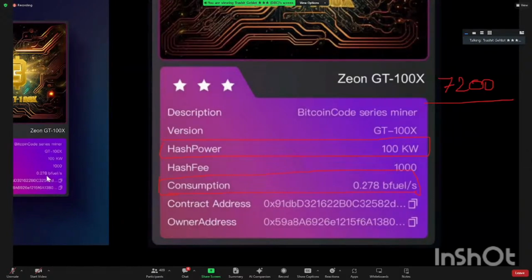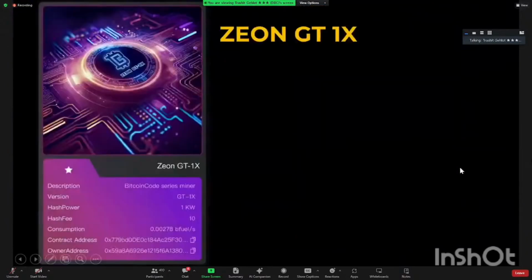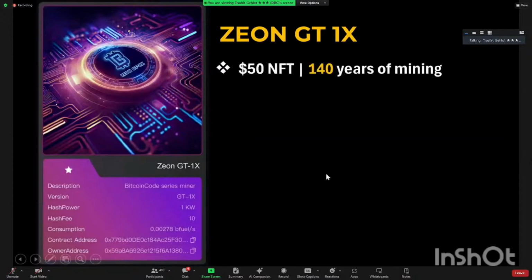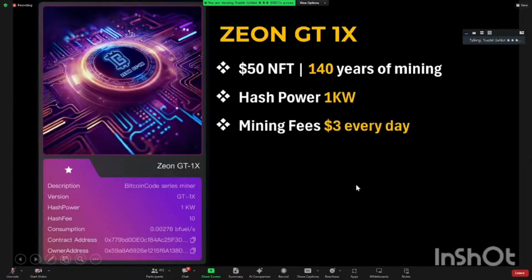So let us study this. Let me take you to the calculation. First of all, we will see this example of Xeon GT1X. That's the basic miner we have, worth $50, and it gives you 140 years. All the miners give you 140 years of exclusive mining, right? The hash power of this Xeon GT1X, the $50 miner, is 1 kilowatt, that is 1,000 watts, right? The mining fee over here is determined to be $3 every day.